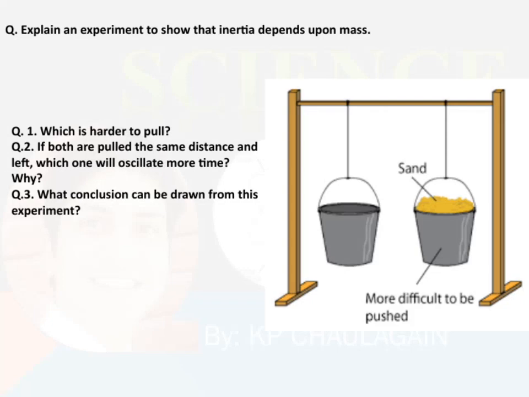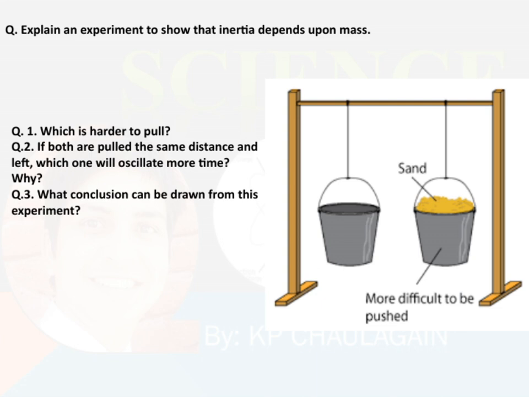Let's start by thinking about which object is harder to pull. Then, imagine pulling both the same distance and letting go, which one swings back and forth more times. Why do you think that happens? From these observations, we can draw some important conclusions. Finally, we'll look at an experiment that clearly shows how inertia depends on mass, a key concept in understanding motion and resistance to change.